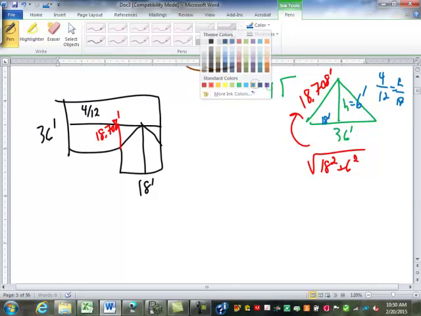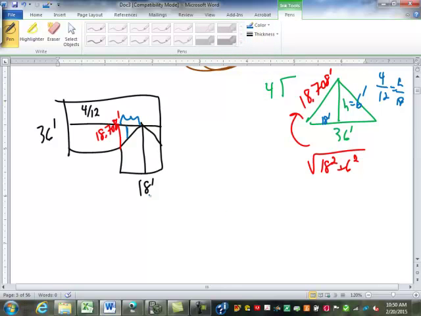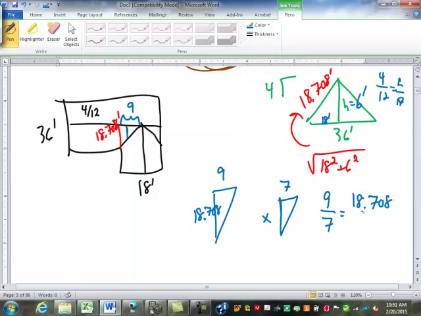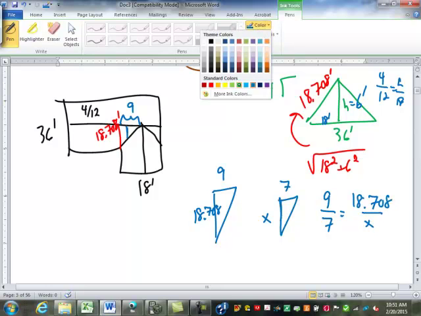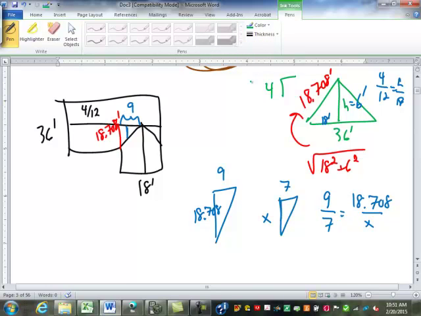Now we can find the decrease here already. We have this distance here, of course, is half of the 18, or 9 feet. So we have 9 feet, 18.708. This next one here, this will be 7 feet, and this will be x. So 9 goes to 7 as 18.708 goes to x. Cross multiplying and divide gives us 14 point what?